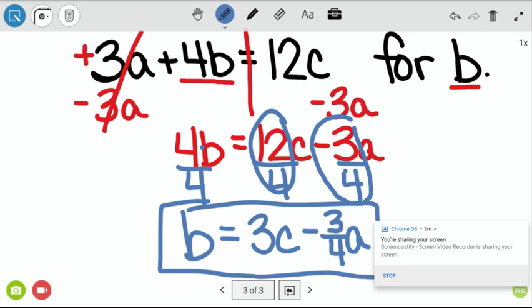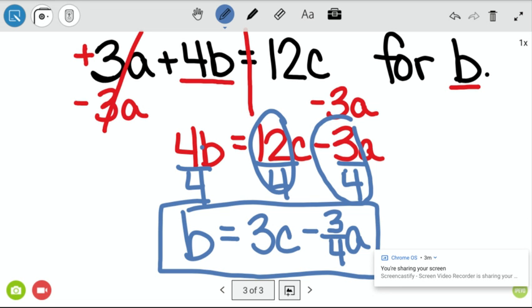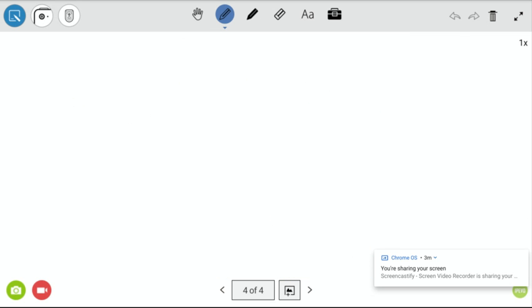All right, so let's try another example. Can I hide that? Man, I wish I could. All right, that's fine. All right, so let's try another one.